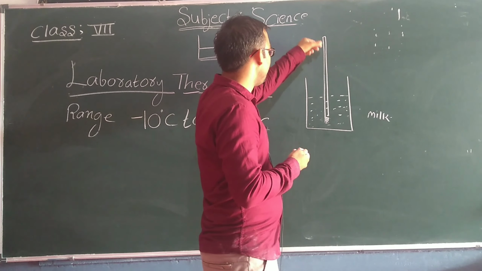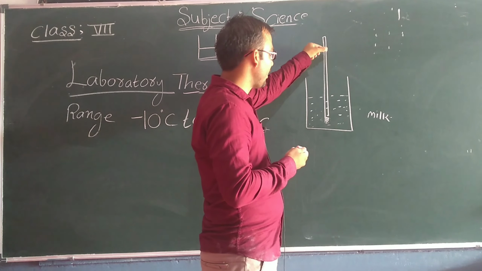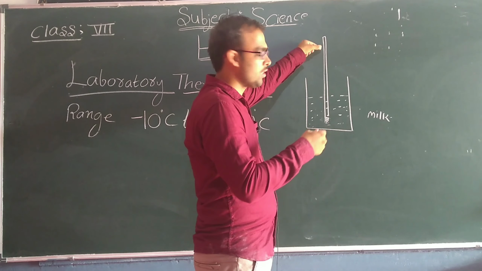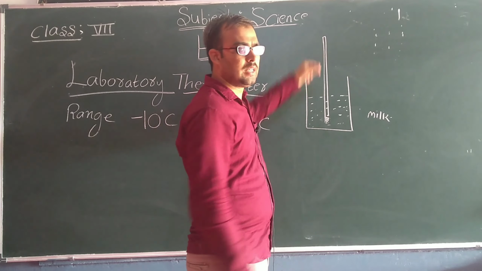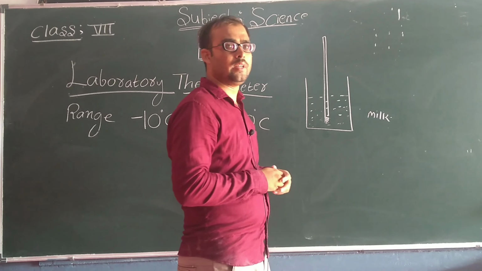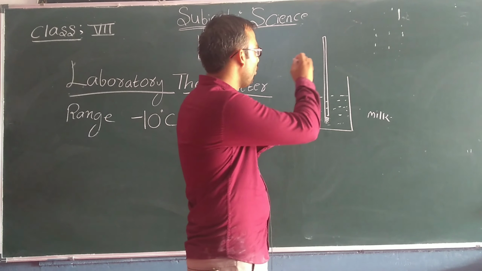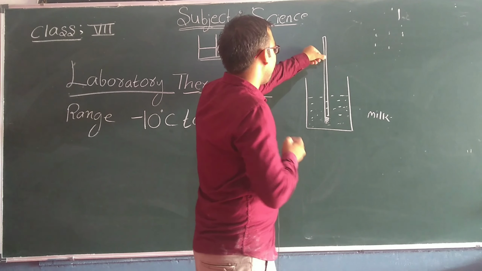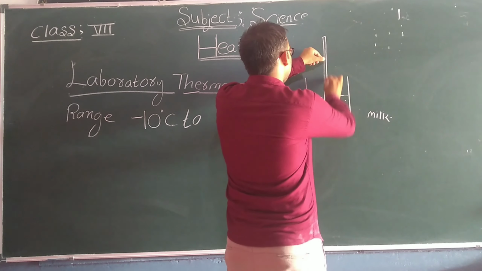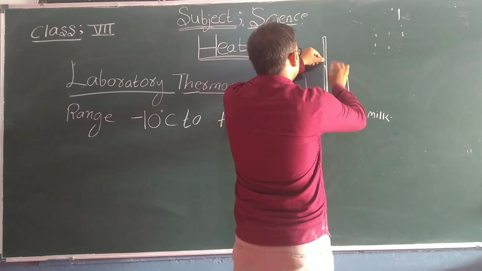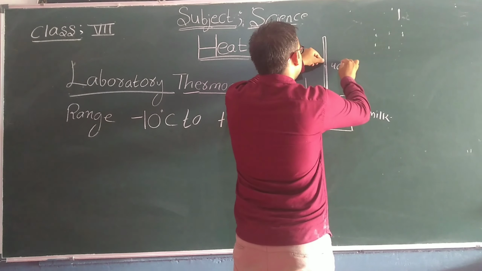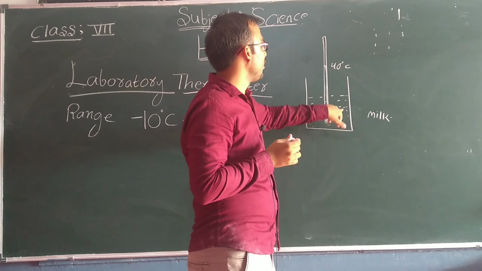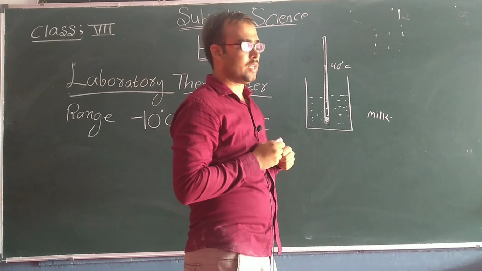You need to place the thermometer in a straight way, and after 2 minutes you need to see the level of rise of mercury in the thermometer and note it down. Suppose you have kept the thermometer here, and after some time the mercury rises up to about 40 degrees Celsius. Then the temperature of milk is 40 degrees Celsius.